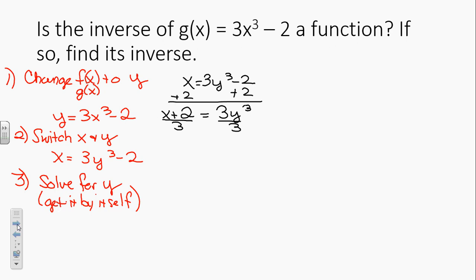Okay. And then we're going to get the y cubed by itself. It's already by itself now. And we've got this x plus 2 all over 3. But it's a y cubed and we want it to be a single y. So what are we going to do? Cube root it. Opposite of cubed is cube root. Take a cube root of both sides. And then we're going to get y equals the cube root of x plus 2 over 3.